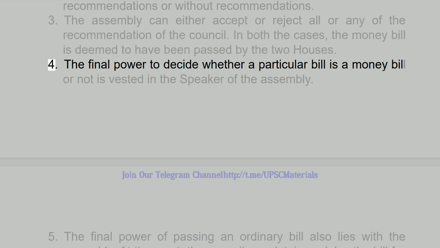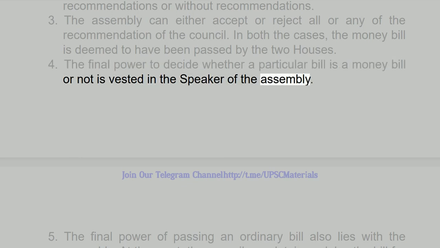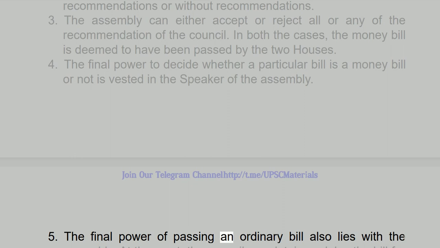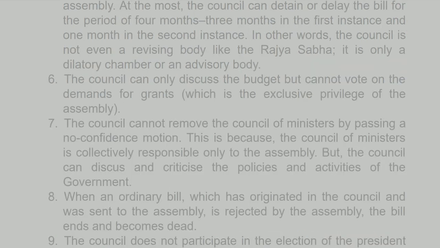4. The final power to decide whether a particular bill is a money bill or not is vested in the Speaker of the Assembly. 5. The final power of passing an ordinary bill also lies with the Assembly. At the most, the council can detain or delay the bill for a period of 4 months, 3 months in the first instance and 1 month in the second instance. In other words, the council is not even a revising body like the Rajya Sabha. It is only a dilatory chamber or an advisory body.